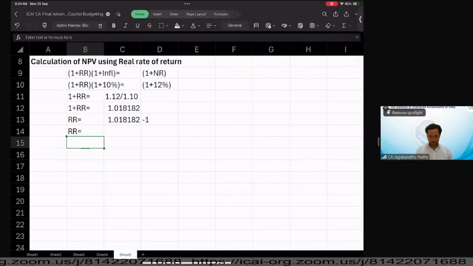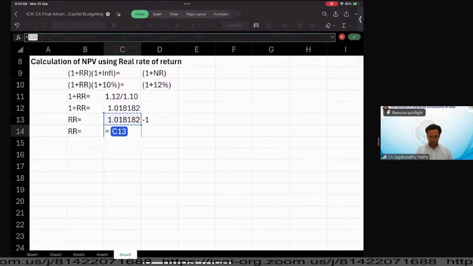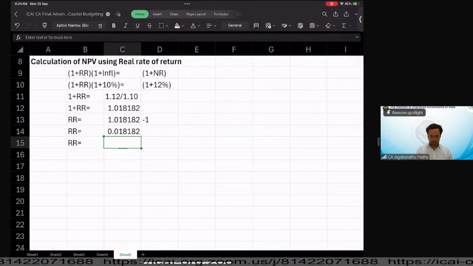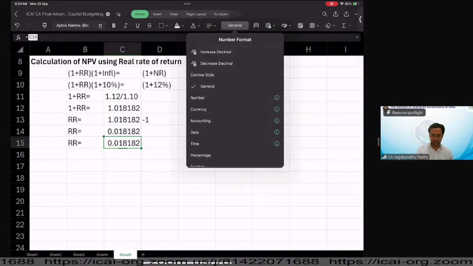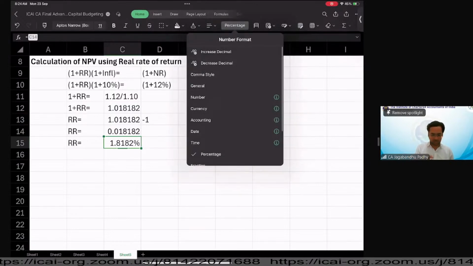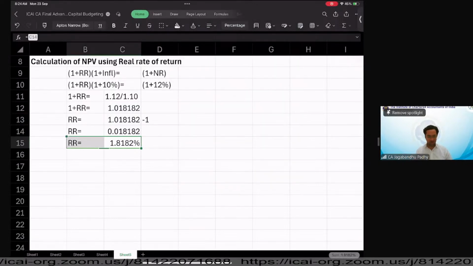So the real rate of return is this minus 1. So if this is the number, then we'll say real rate is nothing but, in percentage terms, when we express this in percentage terms, this is 1.82%. If I consider maybe 2 more decimals, that's 1.8182%. Are we getting this number? Yes, real rate of return.